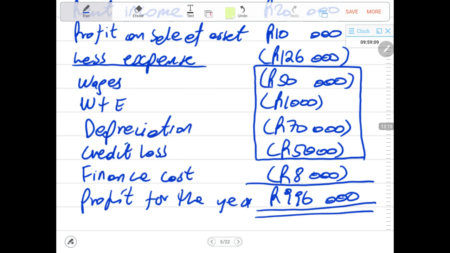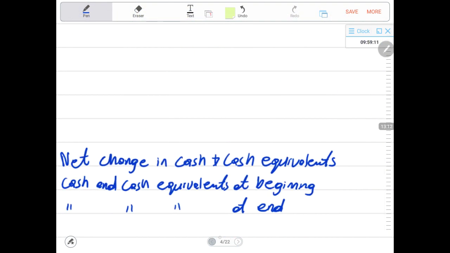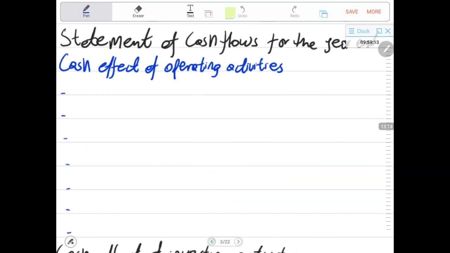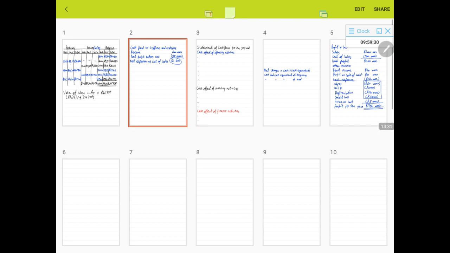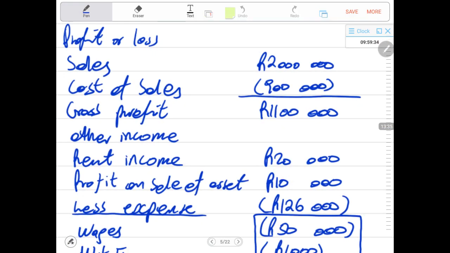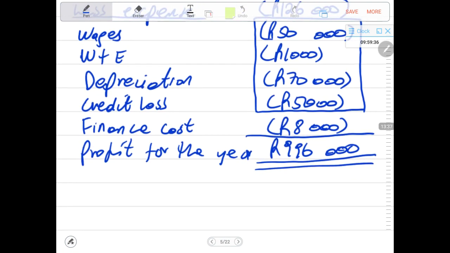Now we know that when we do reconciliation, remember that again, when you do cash paid to suppliers and employees, we say revenue, meaning our sales, minus profit before tax, which is profit for the year before tax. This will give us our net expenses as 161,000 rands. So we have that at the back of our minds. So let me go there and show you what this means.